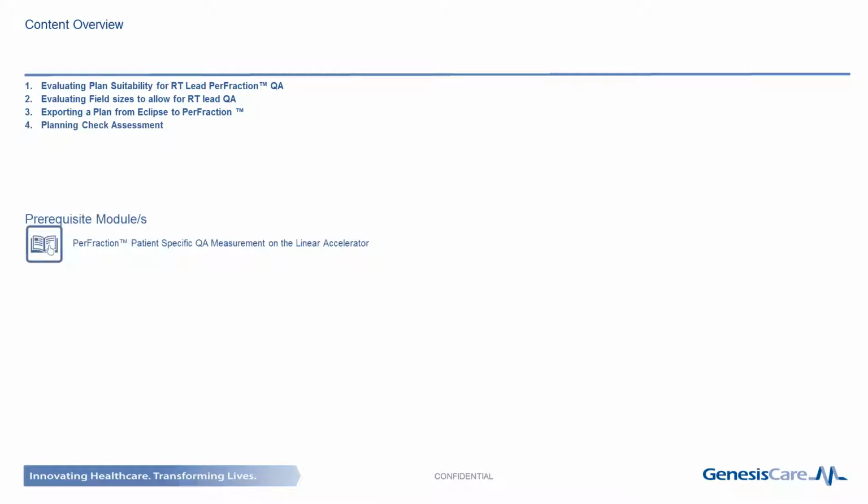This module will outline the processes to be followed when evaluating and exporting a radiotherapy plan from Eclipse for RT-led PerFraction QA, including the key eligibility criteria for inclusion, the process for evaluating field sizes to allow for RT-led QA using PerFraction, the process of exporting plans from Eclipse to PerFraction, and a brief overview of the planning check assessment line item that triggers the PerFraction IQ script workflow.